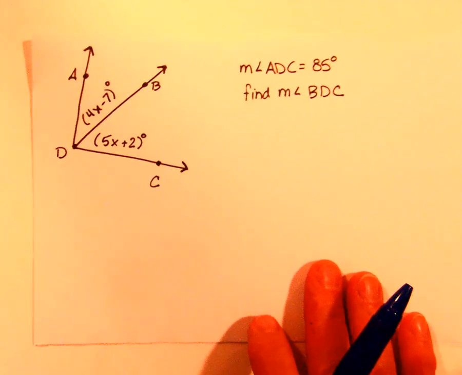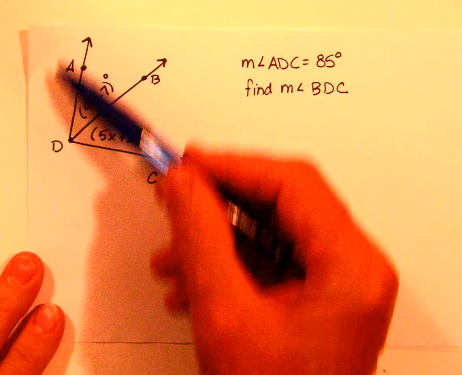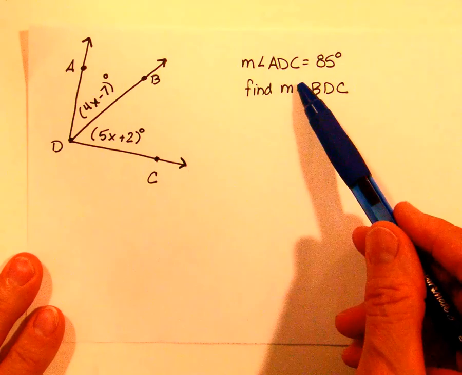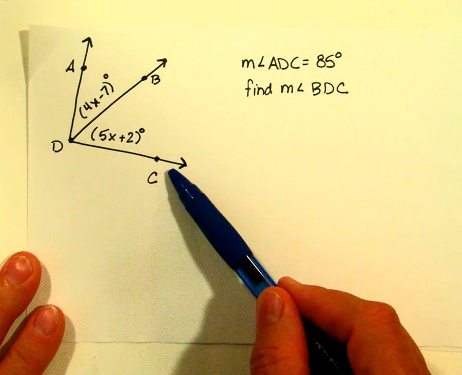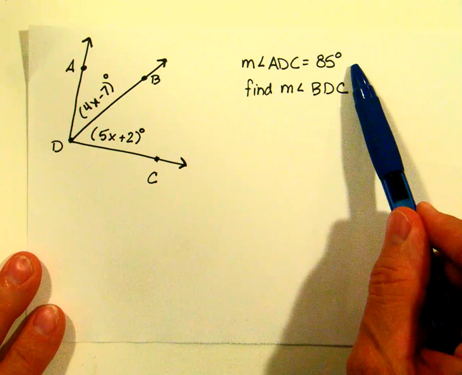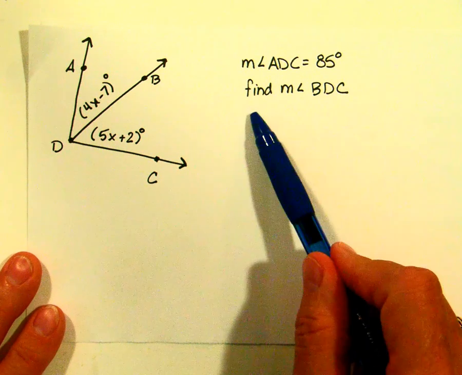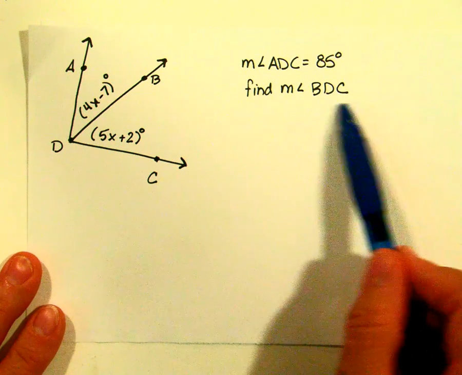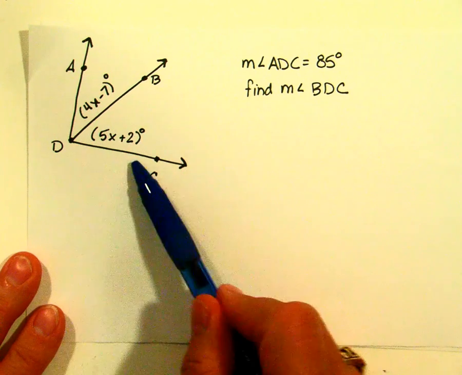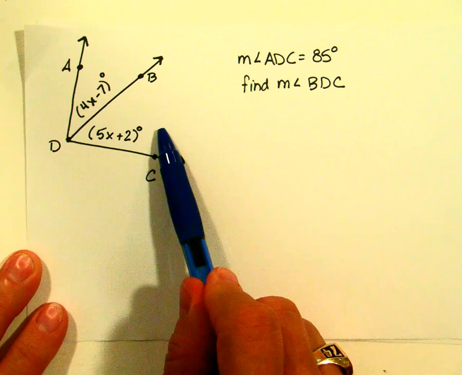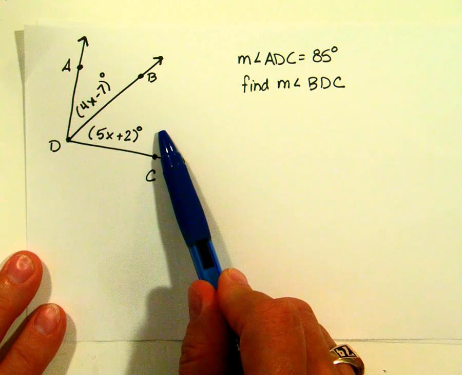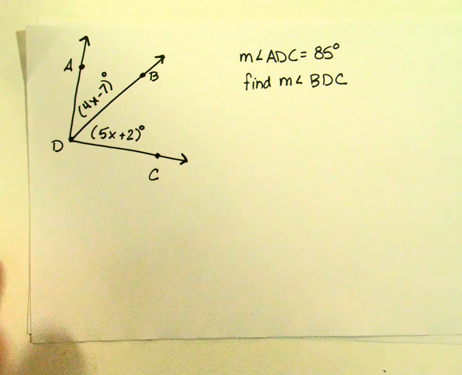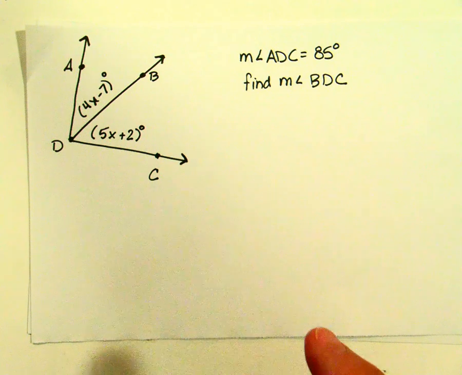Here's my diagram. I know that the measure of ADC, that's the big one, is 85 degrees. I want the measure of BDC. The bottom one's the one I want. Well, how am I going to get it? The angle addition postulate tells us I can add them together to get the big one. The sum of the parts is the whole. So I'm going to add the parts together.